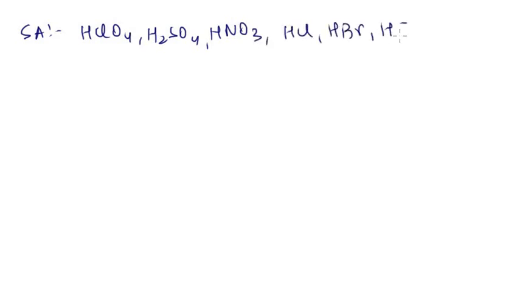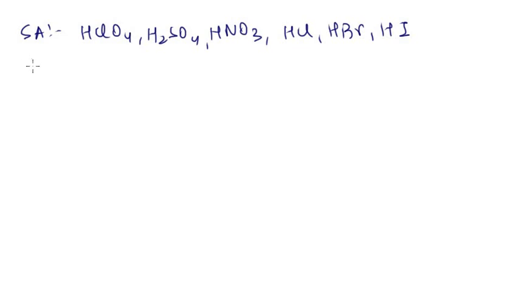So H plus, like strong acid. What are the strong acids? HClO4, H2SO4, HNO3, HCl, HBr, HI. Remember, these 6 are the only strong acids we know. Remaining all the organic acids or other acids, HClO3, H2SO3, HNO2, HClO, all are weak acids. Apart from these 6 acids, all acids are weak.